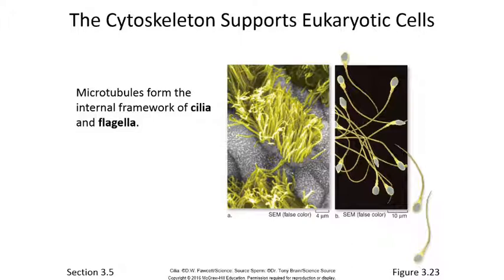The other thing that microtubules form is called flagella. Flagella are used for motility in cells, and sperm is the only flagellated cell in the human body.